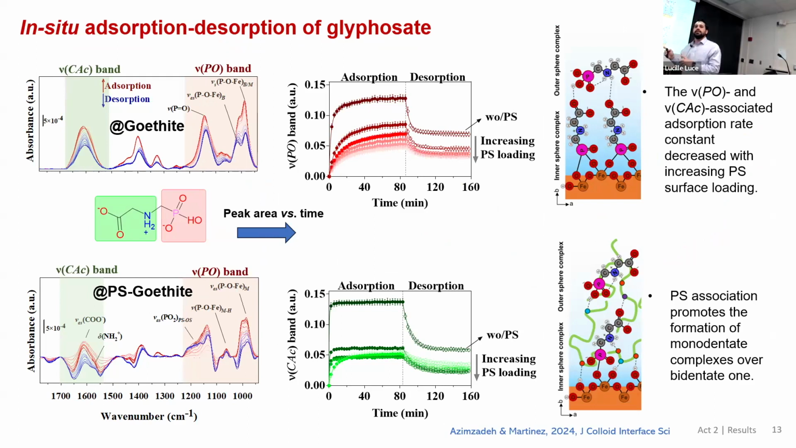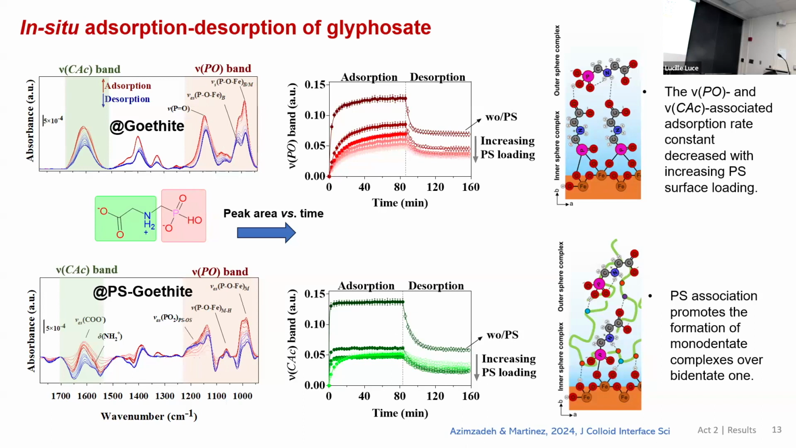That was a batch study. Now I want to see more about glyphosate itself and its bonding, how the molecule interacts at the surface, and how those functionalities in glyphosate behave. We have glyphosate here. It has a phosphonate group, an amine group, and a carboxylic acid group. I want to see how it is interacting at the surface of the polysaccharide-goethite association and also bare goethite.